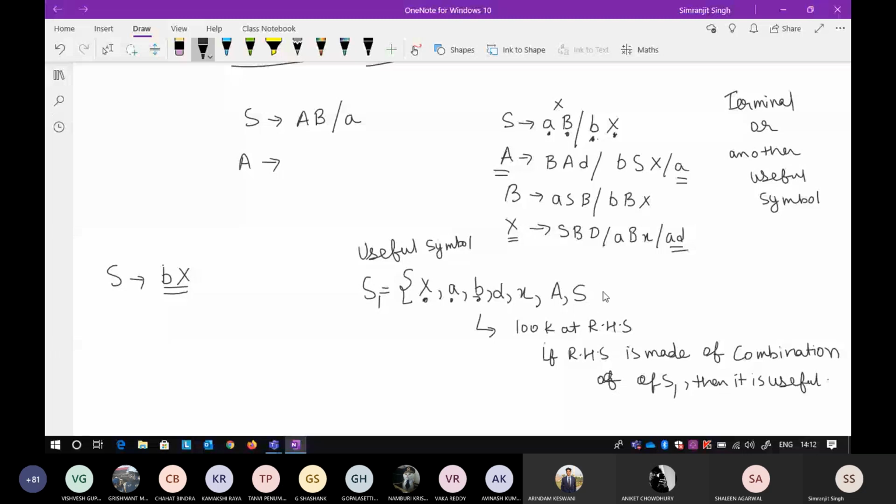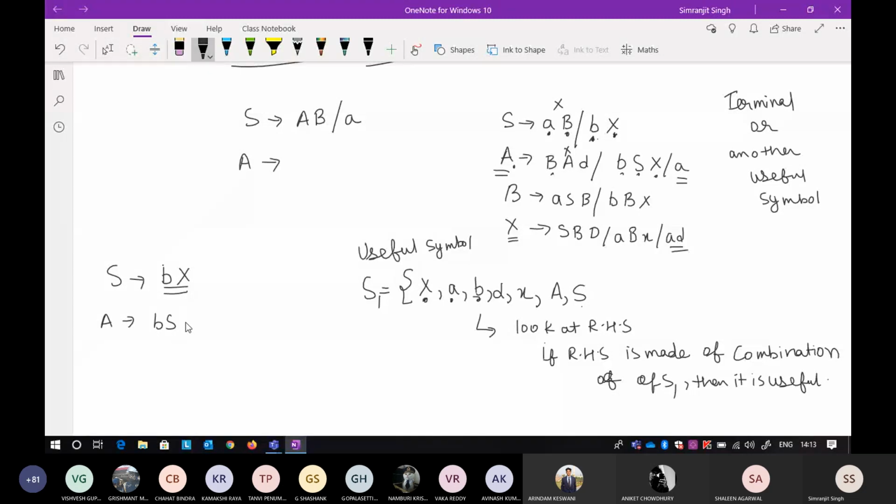That is why I keep that set open, because whenever you are deriving another useful symbol, the left hand side symbol also becomes a useful symbol. Now C, check for A. Now B, I don't think B is there, so you can eliminate this one. Now small b is there, S is there, yes, X is also there. So it means that this is a useful symbol.